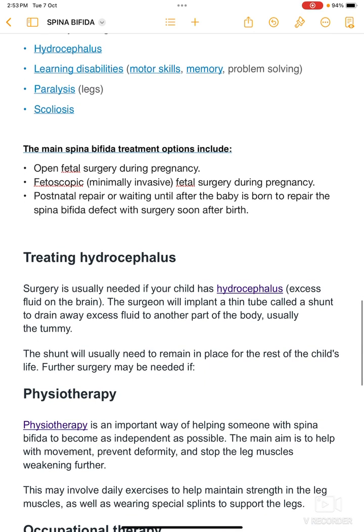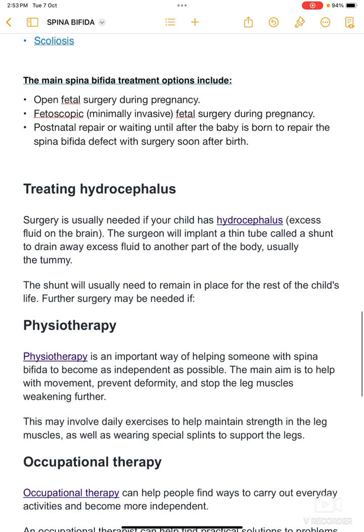So, the first one is open fetal surgery during pregnancy. Second is fetoscopic fetal surgery during pregnancy. And the third is postnatal repair, or waiting until after the baby is born to repair the spina bifida defect with surgery soon after birth. So, talking about the different conditions, treatment or surgery.